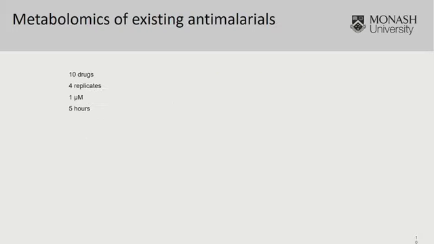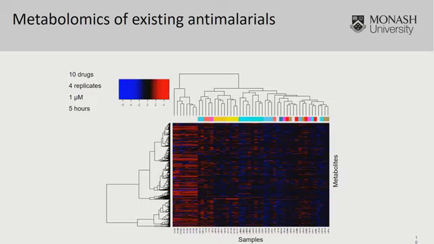The conditions I settled on were slightly different. So we went with a 1 micromolar drug concentration, given that the IC50s of the malaria box compounds sort of ranged from the 0.1 to the 2 or 3 micromolar range in general. And I went for a 5-hour incubation of trophozoite stage parasites.